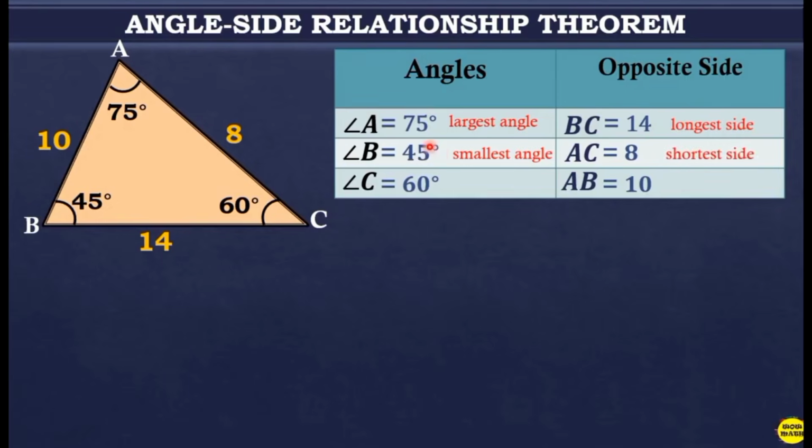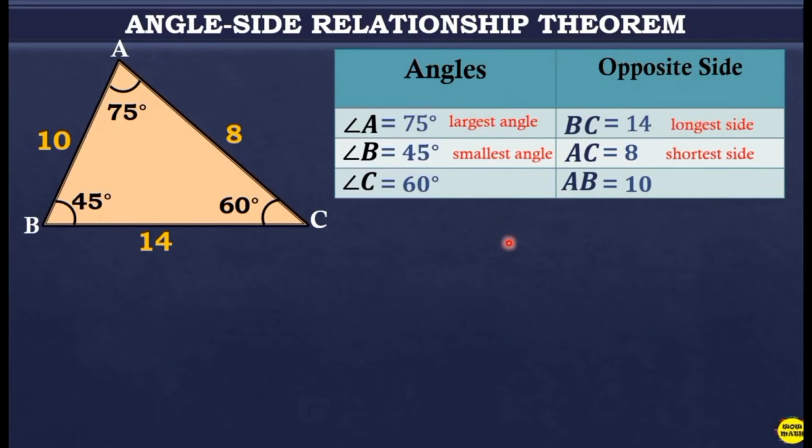Now, as you can see, angle A, which is your largest angle, is opposite the longest side. Or vice versa, the longest side is opposite the largest angle. Since these sides are opposite these angles, in other words, the shortest side is opposite the smallest angle, and the largest angle is opposite the longest side.